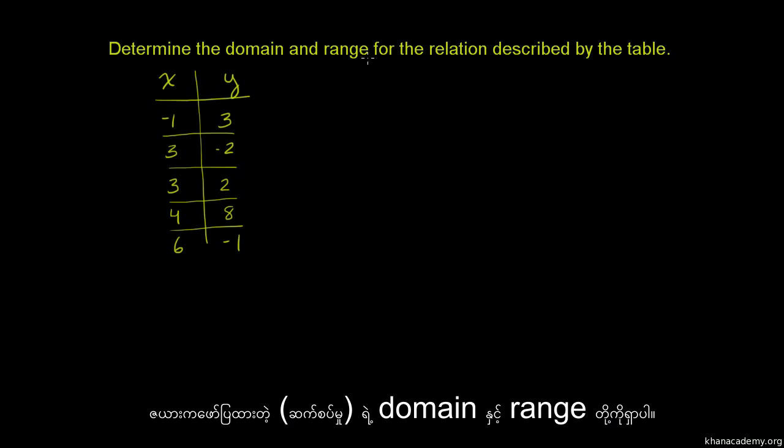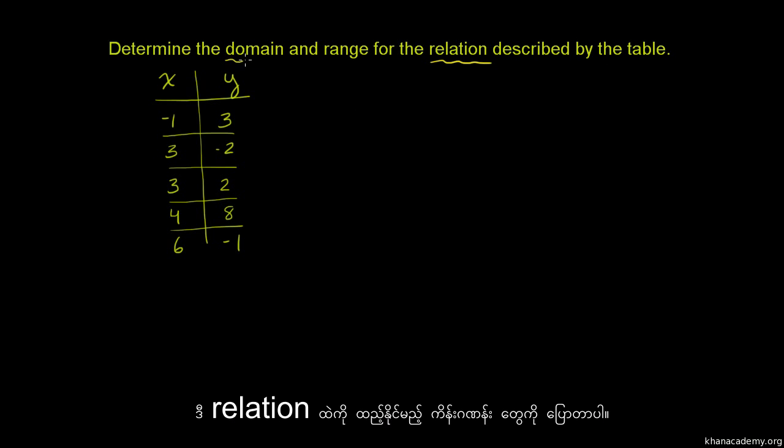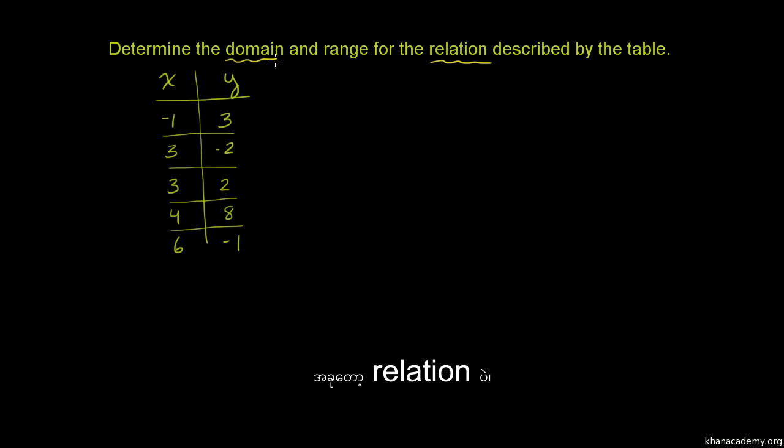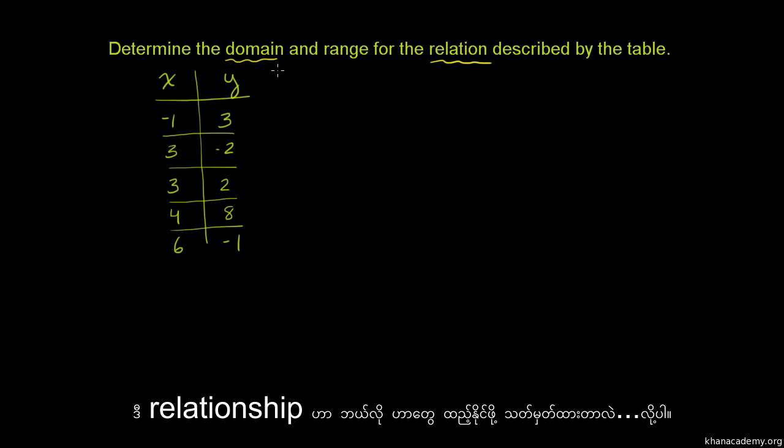Determine the domain and range for the relation described by the table. And so what they want us to figure out, when they say the domain, is what are all of the possible inputs that we could put into, in this case, a relation, and later we'll see into functions. One way to think about it: what are all of the inputs that this relationship is defined for?